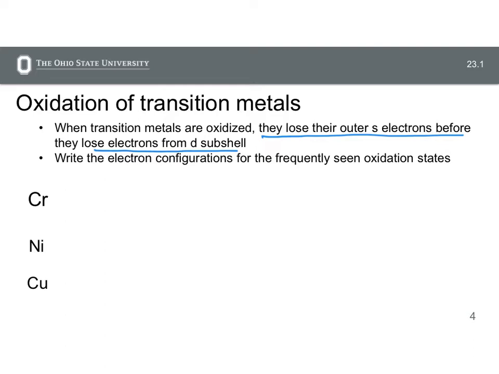So chromium, we said previously, is going to be able to form the 3+ ion. And so we'll remove 3 electrons. We're going to remove the s electron first, and then 2 of the d electrons. So we'll end up with an electron configuration of argon 3d3. So again, we lose the s electron first, and then the d electrons.